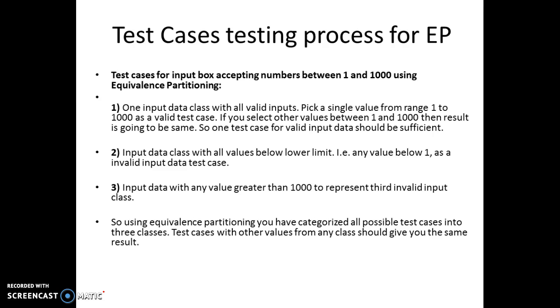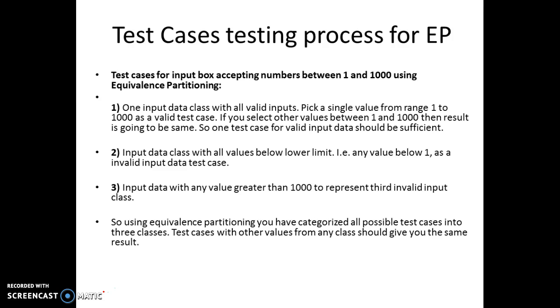What I am trying to say is that between 1 and 1000, any value which I can pick and test is representing the rest of the values. If I say that 55 is valid, then other than 55, all the values between 1 and 1000 will be valid.